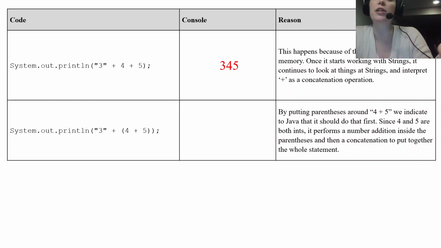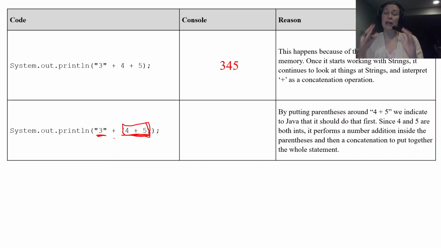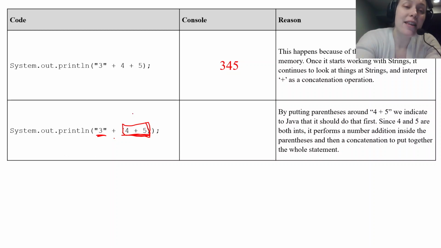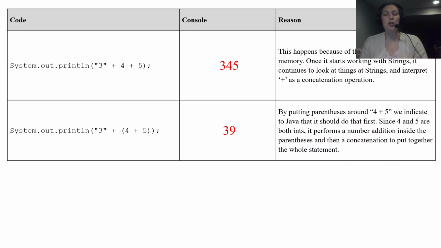Now let's say you actually wanted the 4 and the 5 evaluated first. That's where parentheses come in. So you see you have your string here plus, but then you have parentheses around the 4 and the 5. Java goes to the 4 and the 5 first because they're inside their own set of parentheses and evaluates that plus. And since the plus is between the 4 and the 5, it does integer addition. So 4 plus 5 is 9. And then Java will do string plus integer. So string plus integer gets pushed together to concatenate into 39.